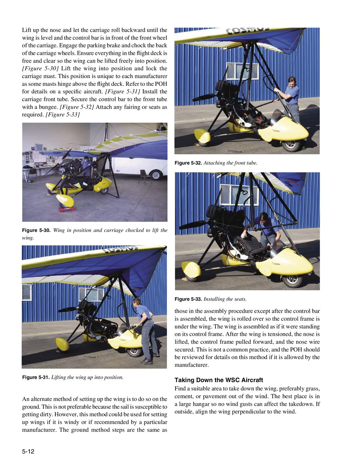Taking down the WSC aircraft, find a suitable area to take down the wing, preferably grass, cement, or pavement out of the wind. The best place is in a large hangar so no wind gusts can affect the takedown. If outside, align the wing perpendicular to the wind.